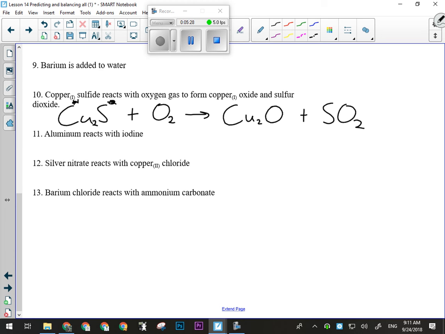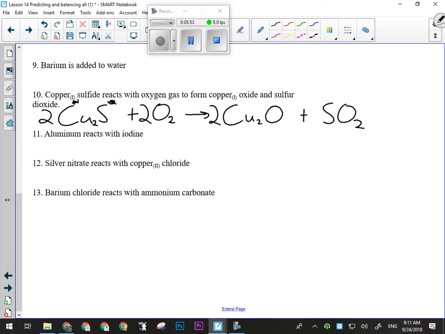Times it by 2. So on this side over here, I am going to multiply this side by 2. Now I have an even number of oxygens on both sides. When I do this, it gives me 4 copper, so I have to go back over here and make sure I've got 4 copper. I'm going to have now 4 oxygens. So if I put a 2 here, my oxygens will be balanced.